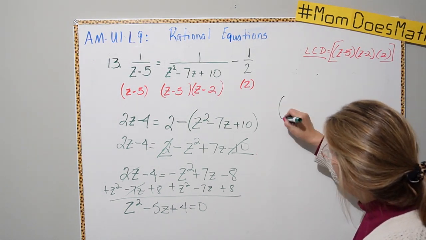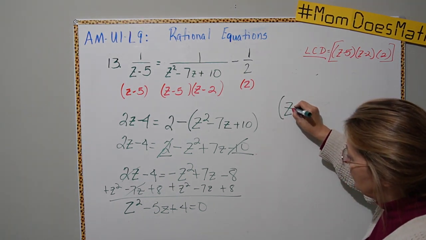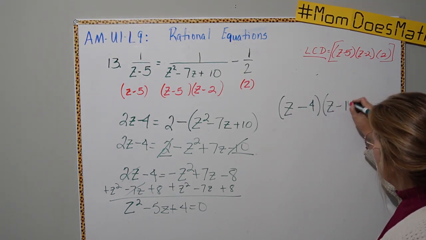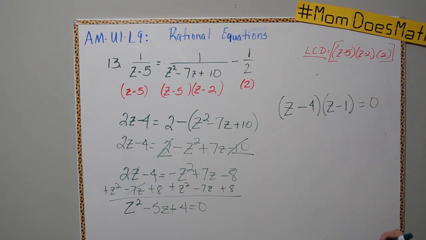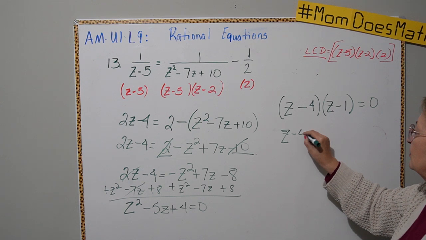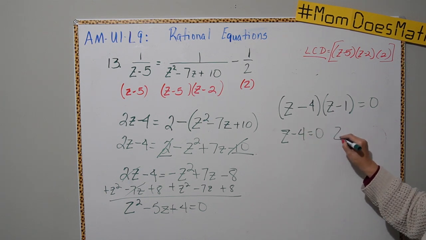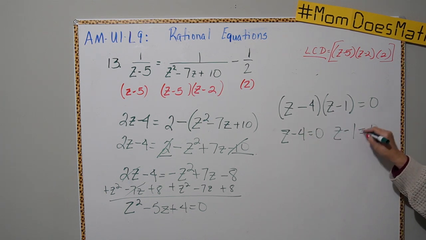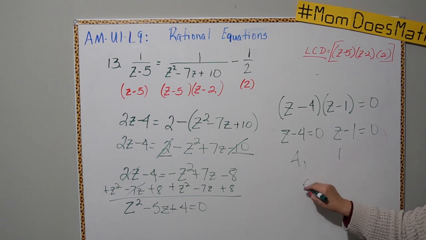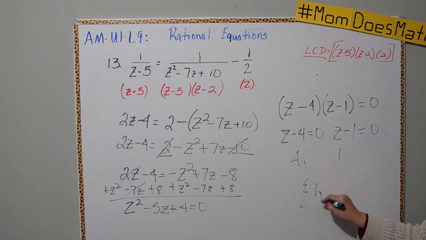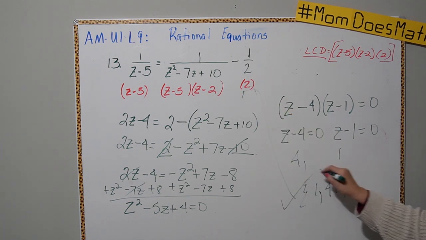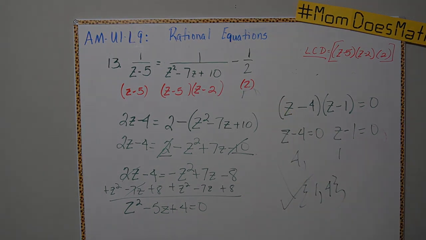Well, it's going to unfold into (z minus 4)(z minus 1) is equal to 0. And then I would take each factor, z minus 4 set it equal to 0, z minus 1 set it equal to 0, so I get 4 and 1. And if you fill that in to your original, you will see that they both work.